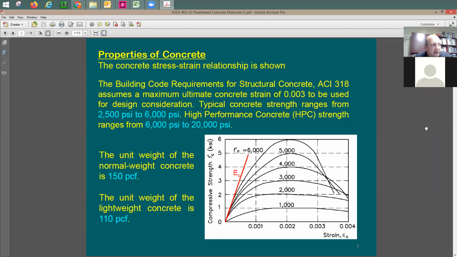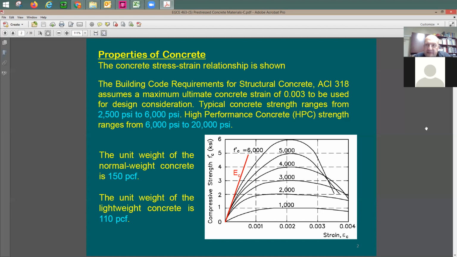When it comes to the ACI code, you understand the ACI code doesn't have a limit on the concrete strength nowadays. But the typical is going to be between 2,500 to 6,000. If you go with 2,500, it's going to be mostly for precast, non-pre-stressed, maybe all the way to 4,000. If you like to go with high strength concrete for pre-stress, you're going to be starting at 5,000, maybe 6,000, maybe 7,000.